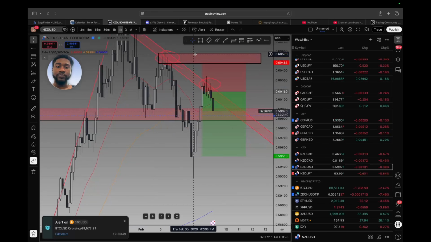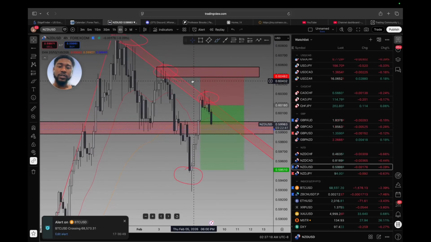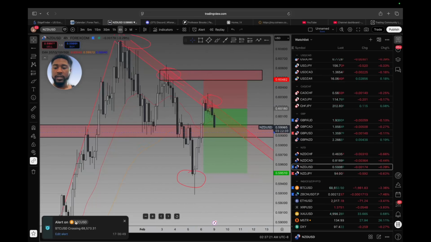So we made a new low right here at this zone. Bam. We came up, we made another lower high. So on this lower high, we see some rejection right here. Let me zoom in. I see we got a Bitcoin alert. I'm in a Bitcoin trade as well.